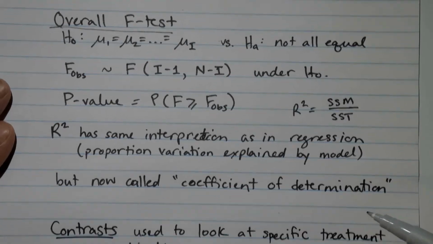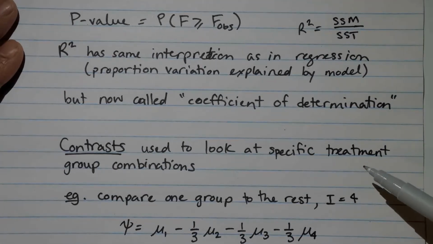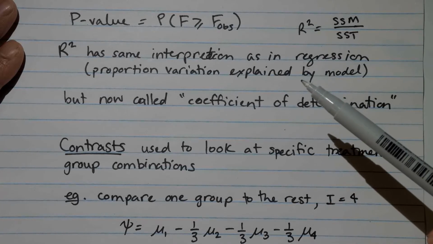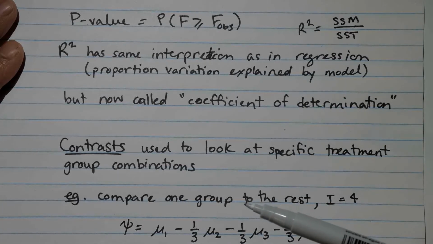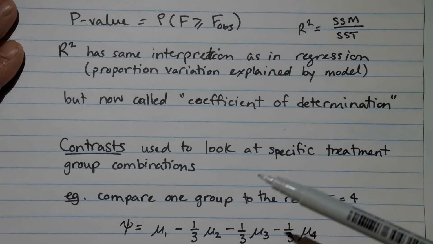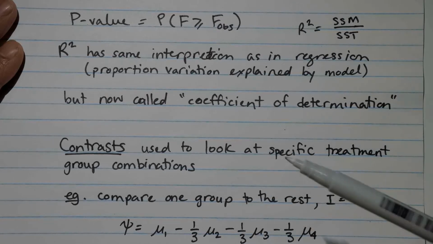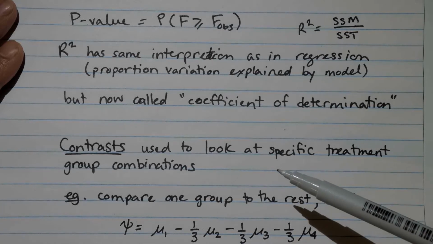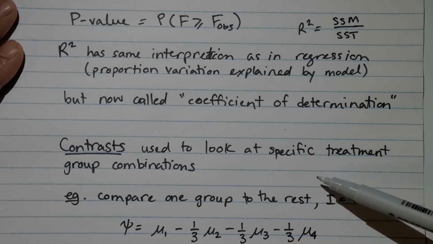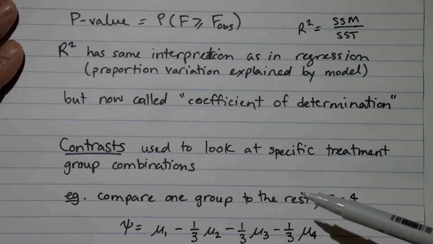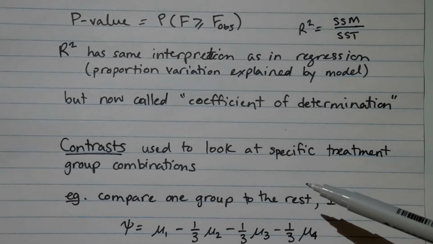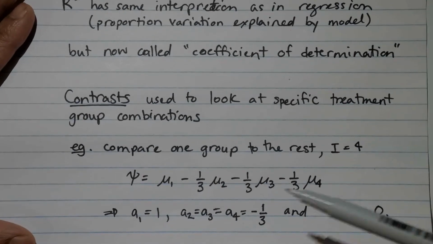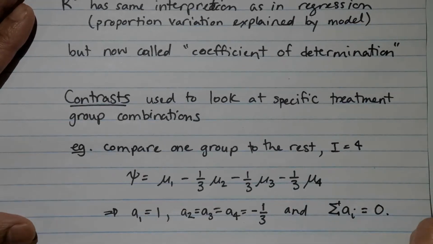We can also calculate contrasts, because remember, when we do this overall F-test, we can determine whether the means are equal or not, but then we don't have any information about which ones differ or how they differ. So if we have specific treatment group combinations we're interested in, we can use a contrast to do that. And at the population level, we use the letter psi to represent a contrast.